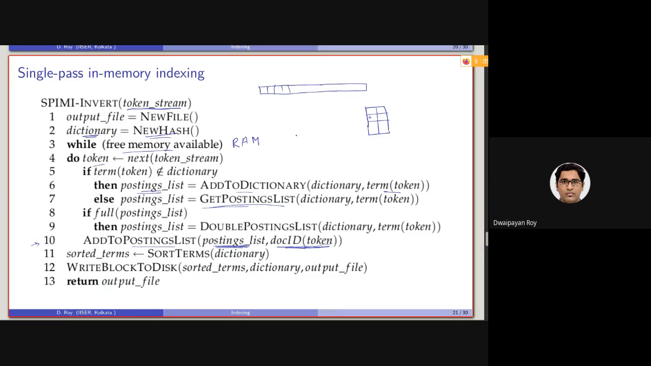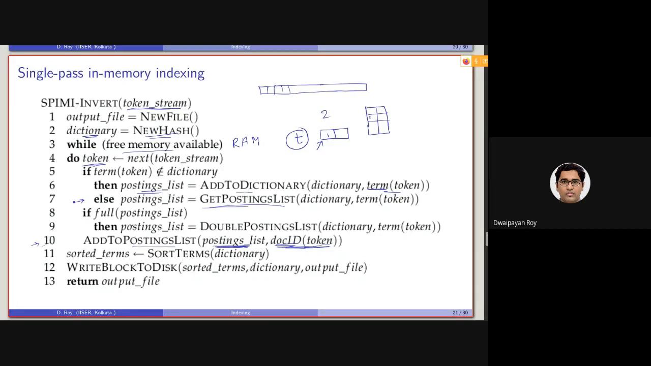So if the term, say T, is already present in the first document, and then let's say I have encountered T in document 2, right? So this is the token. This token consists of two parts. One is the term of the token and second is the doc ID of the token, right? If the term is already present, I'll be adding the doc ID into the existing posting list.